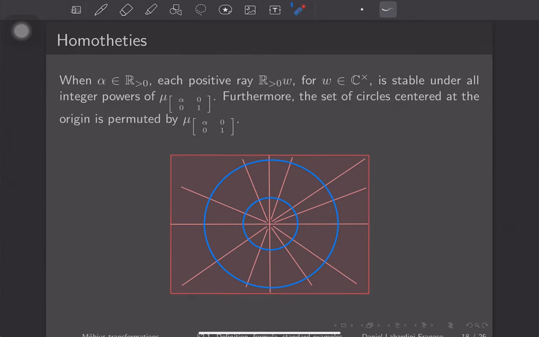And then I have another obvious family, which is the circles with center at the origin. This family of circles has the same property as the second family I encountered in the case of translations, right? Now I consider the set of all circles with center at the origin, and if I take one of them and I multiply it by alpha, alpha different from one, the image is not itself, but it's another member of the family.